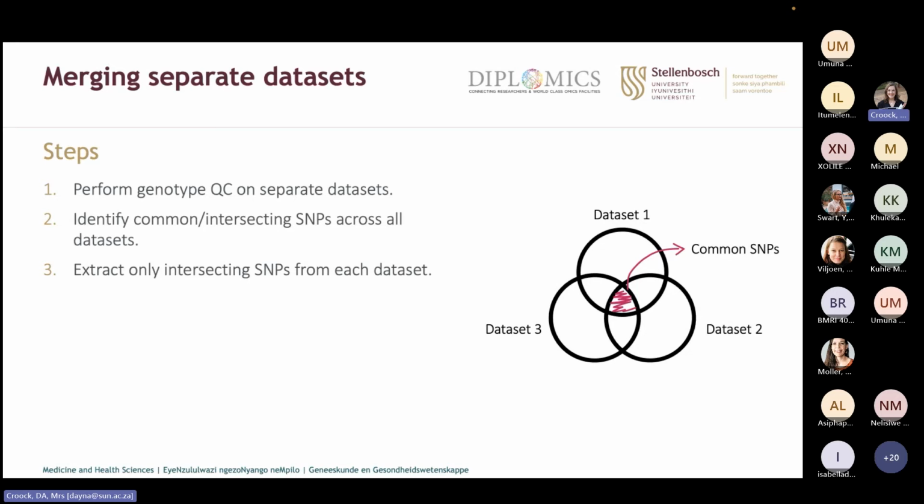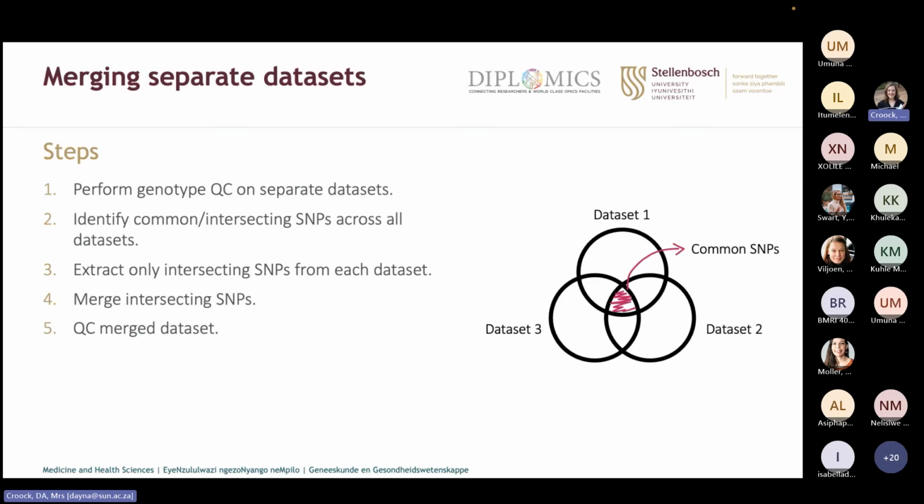If you combine SNPs that are in one data set but not in the other, you're just going to add missing information, if that makes sense. Cool. So in order to do this, you want to identify what those intersecting SNPs are, take them out of the data sets, make sure that you keep them, and merge those ones together.